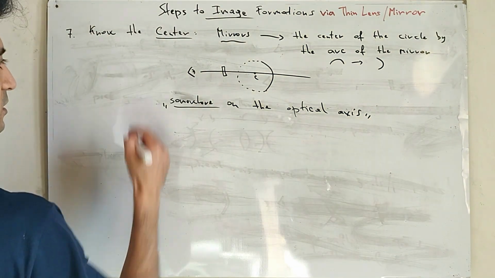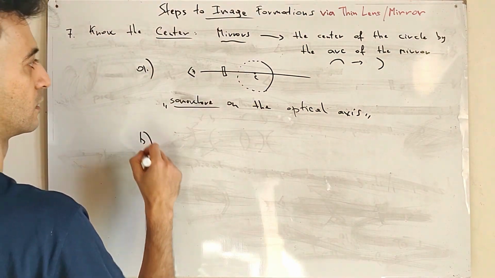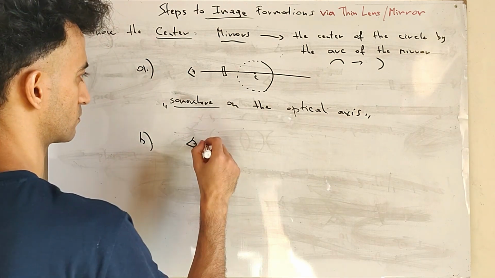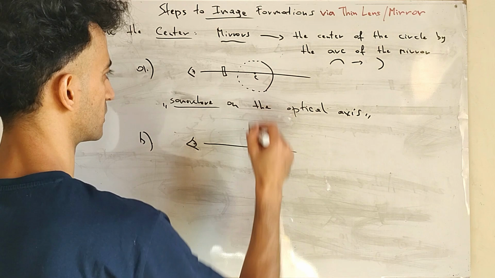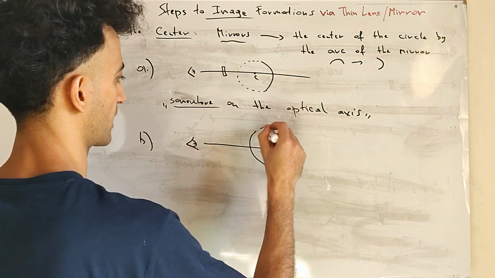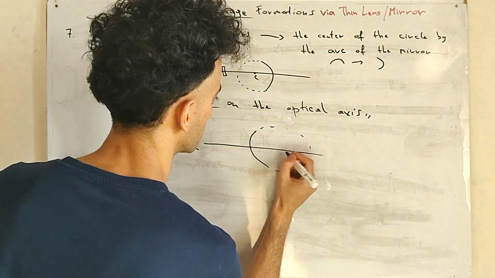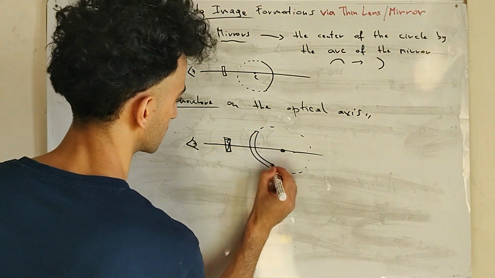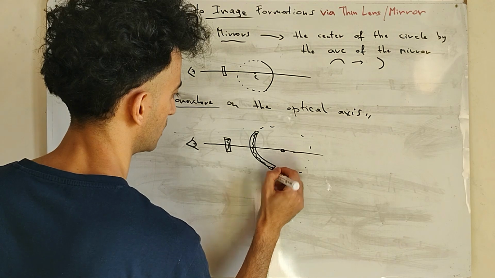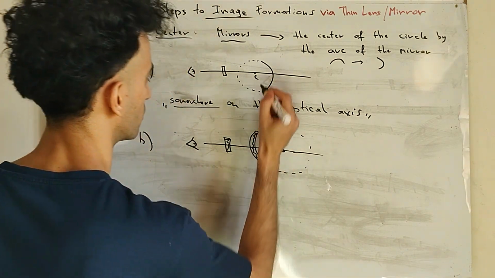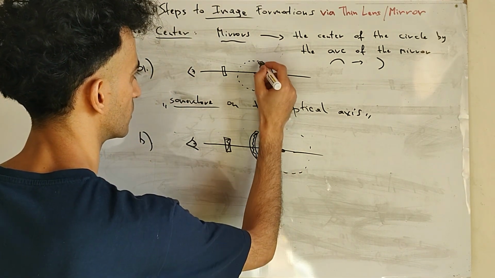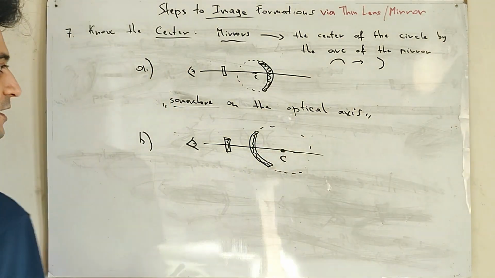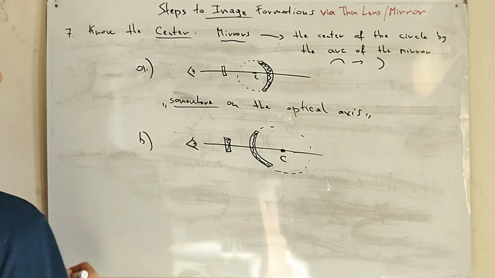Okay? It's one case. Case A. What about the situation where you're not dealing with this kind of a circle, but that kind of a circle? Well, nothing really different, same thing. Just extend the curvature and you will get the unrealized circle realized, and therefore you will see where the center should be, right? So that's the localization of the center for the mirrors.